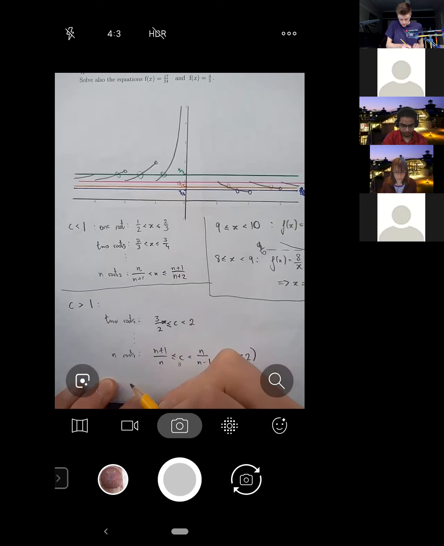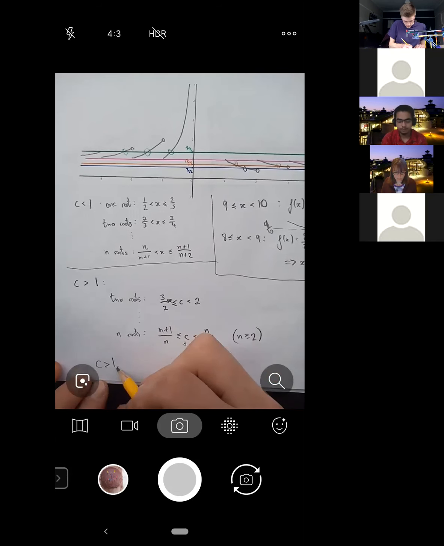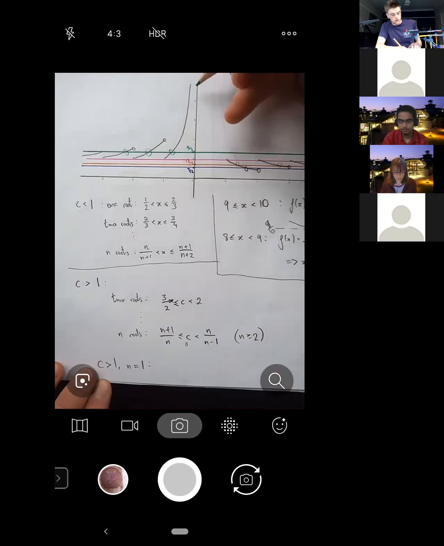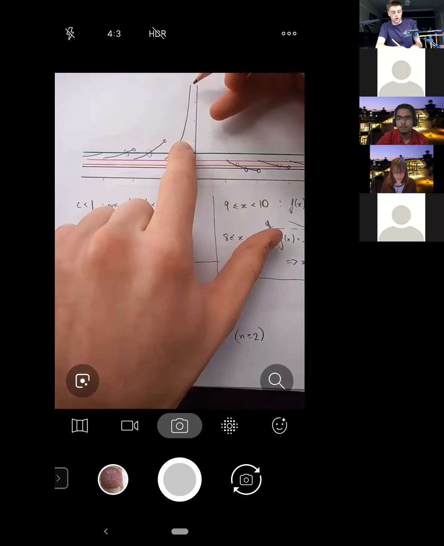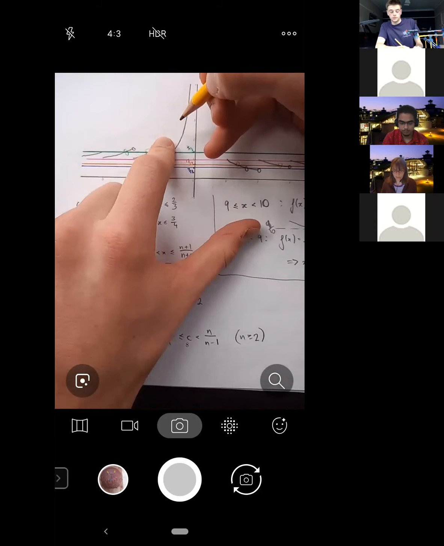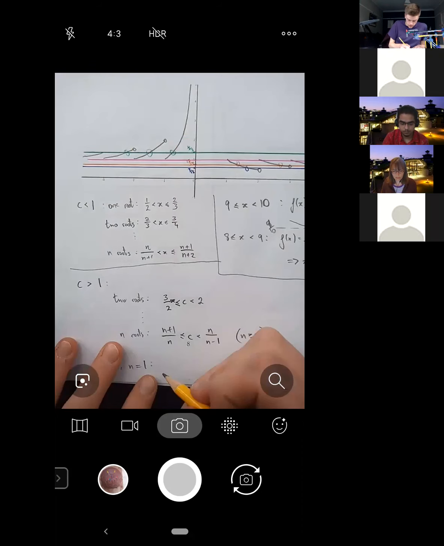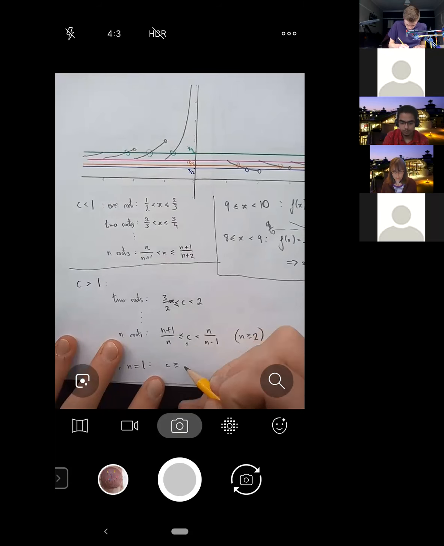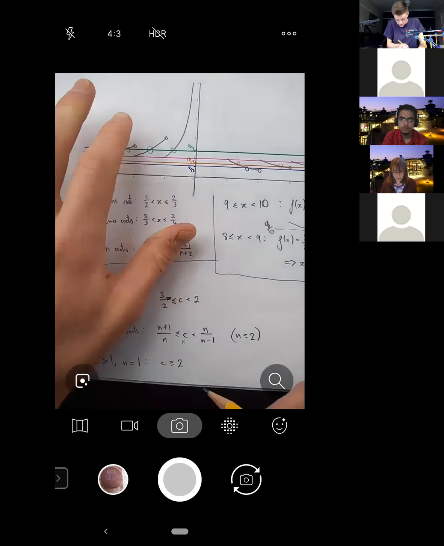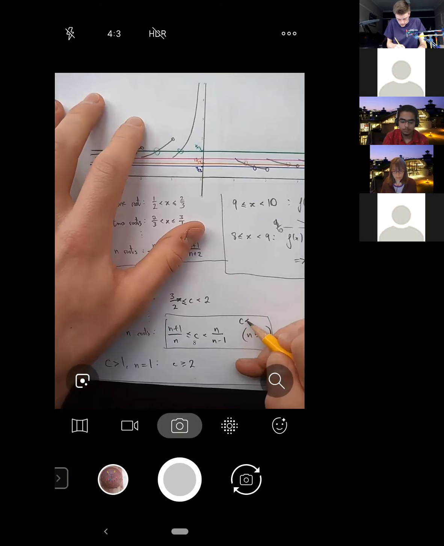And then you just need to say what happens when c is greater than 1 and n equals 1. You need just to hit this big long asymptotic branch, but not actually get to the second branch. So then we need c greater than or equal to 2. Okay, so these are our conditions for c greater than 1.